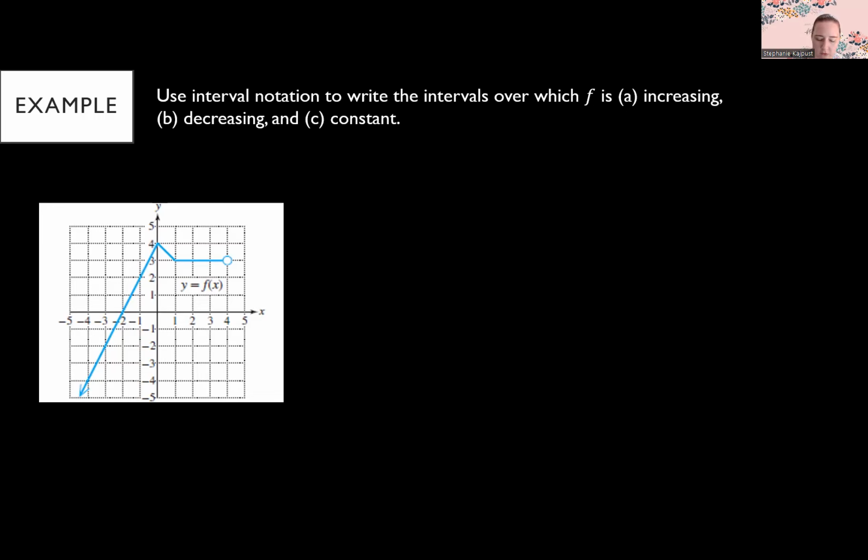So we will start with increasing, which I will do in yellow. So where are we going up as we move left to right? So that is this section of the graph, which as I highlighted, it's turning green, but that's the section that's going up as we move left to right. And then after that, we go down and then we're staying constant. So we want the intervals, we want what x values that is occurring on.